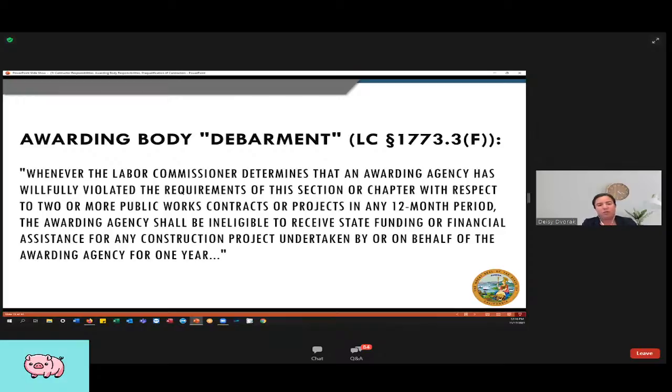If the Labor Commissioner determines that an awarding body has committed 2 or more willful violations within a 1-year period, the awarding body will be ineligible to receive state funding or any other financial assistance for any construction projects for a period of 1 year. I am confident that none of the agencies in the audience today are going to find themselves in this situation. I hope that we're providing the tools and the resources in order to remain in compliance. And of course, if you have any questions, reach out to us, give us a call or email us, and we'll be happy to help.